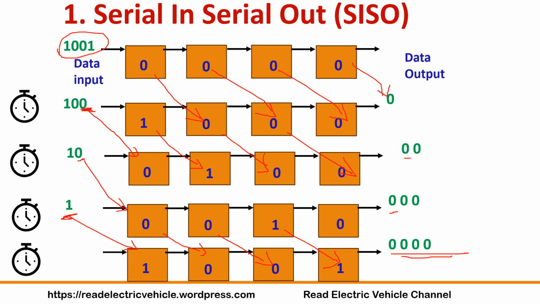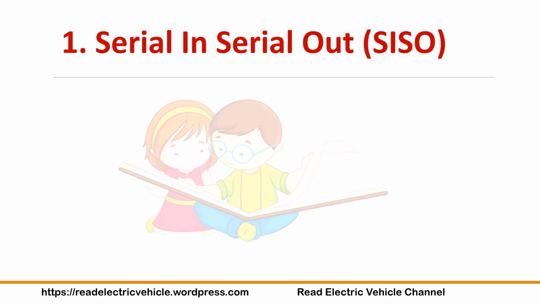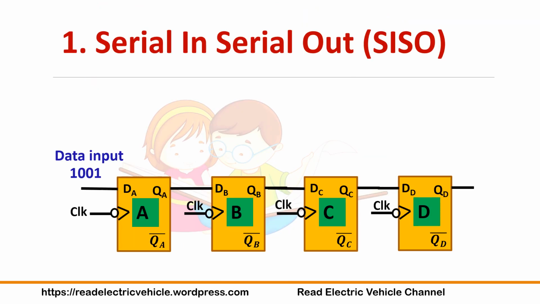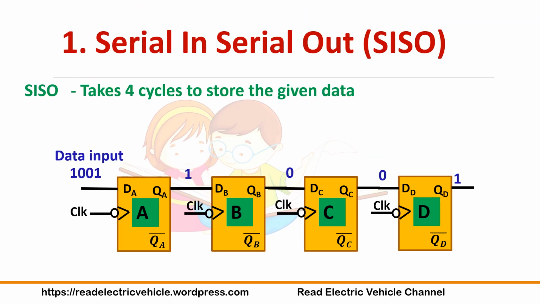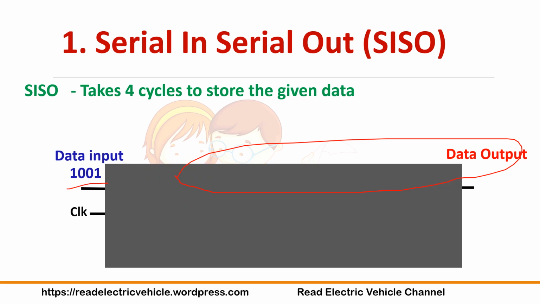You see the output is still 0, 0, 0, so we didn't get the output. We have only stored the input data in the 4 flip-flops; we have not taken the output outside. Now you see here, 1001 is the input, and this is the data stored in all the 4 flip-flops. So it takes 4 cycles to store the given data.